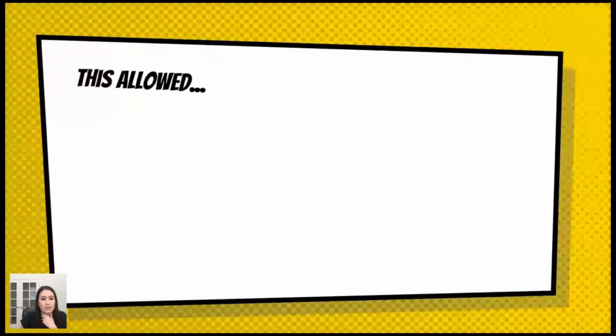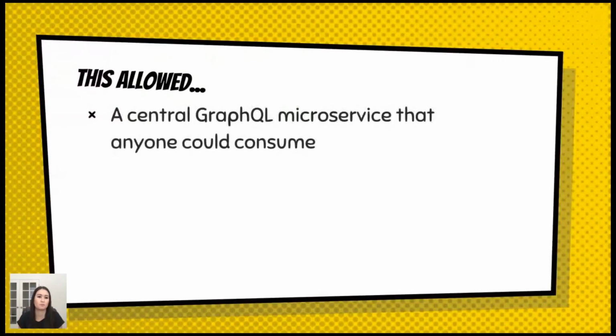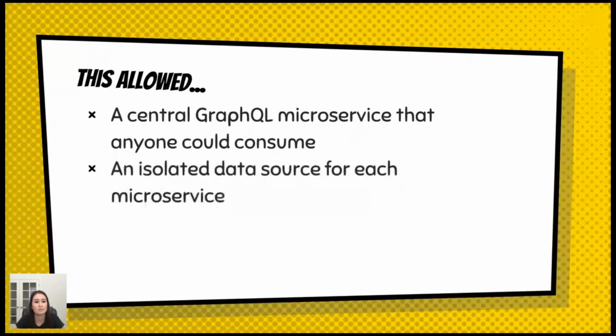What this allowed us to do when we created this GraphQL microservice is have a central GraphQL microservice that anyone could consume. Any front-end microservice could consume this. And it was an isolated data source for each microservice. Let's say for the account microservice, they would have their own isolated GraphQL instance for any of the queries and mutations they needed. So rather than having one IBM Cloud data source for everything, it allowed us to make that more modular, so it was easier to maintain.